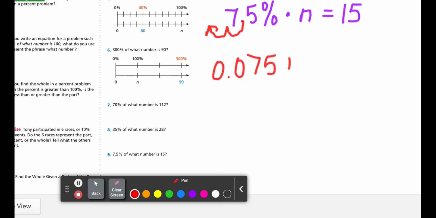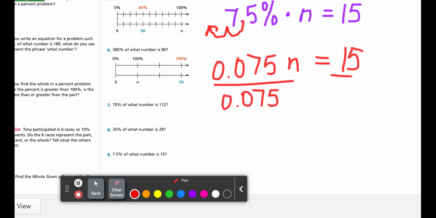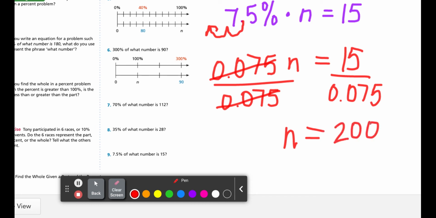0.075 n equals 15. Our goal is to solve for n, so let's get n alone. We're going to divide both sides by 0.075. Cancels out. And what does n equal? N equals 200. So the whole is 200.